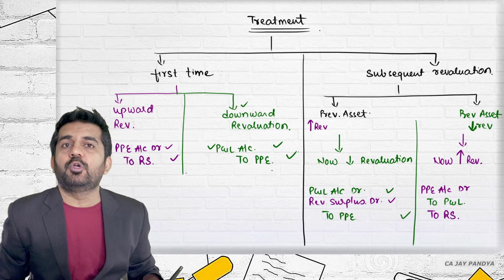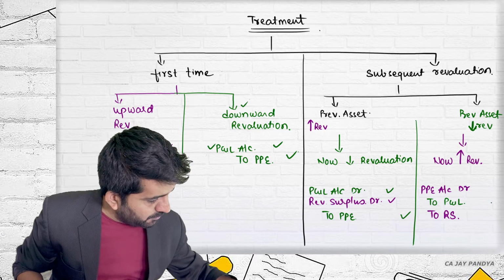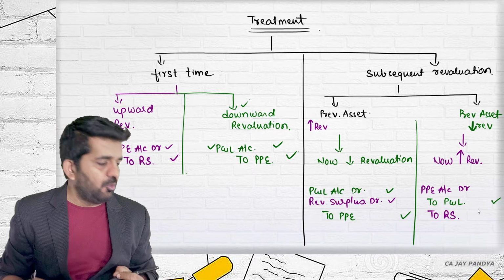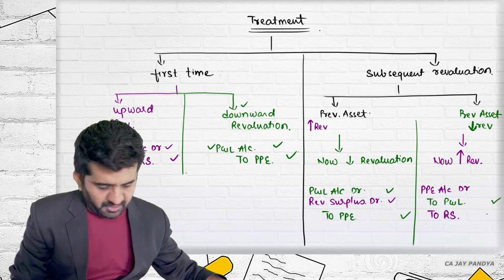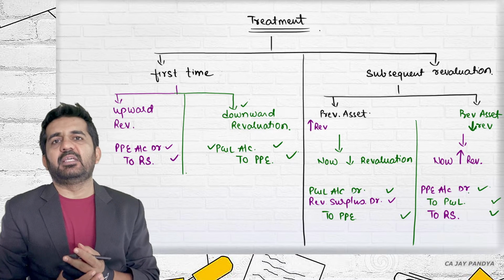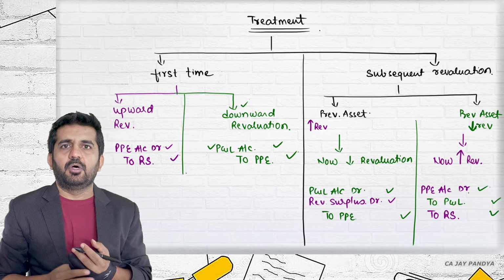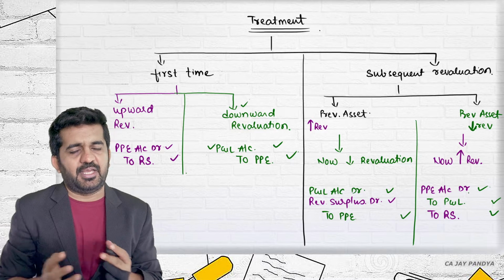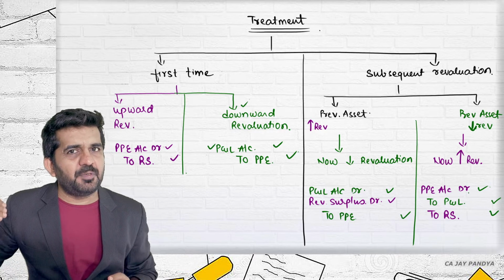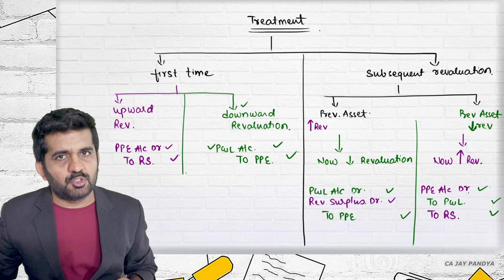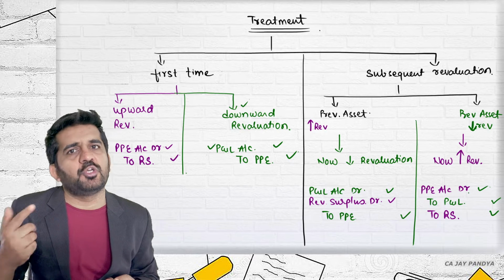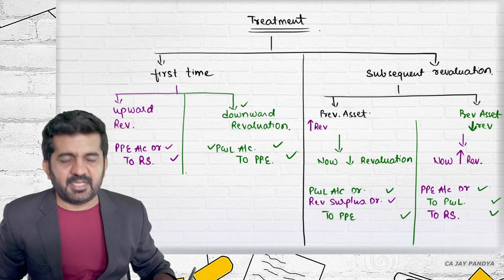Whatever was the amount for this particular asset should be first used from the P&L account. The remaining amount should be transferred to revaluation reserve, and your PPE will be upward revalued. That is, your asset value will increase. So it is very simple. If it was previously downward revalued by 10,000 rupees and now it is revalued upwards, then up to 10,000 rupees you should credit your P&L account, because previously the P&L account was debited.